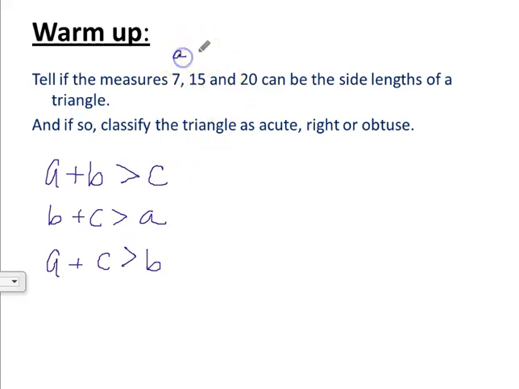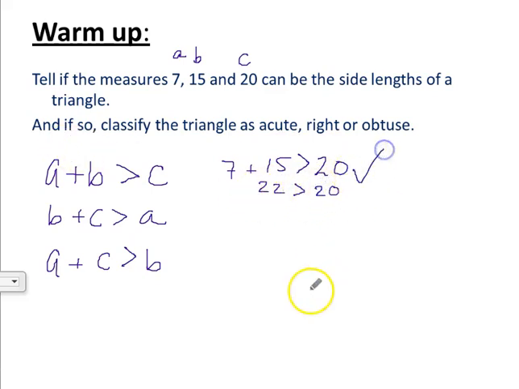So we'll say this is side A, this is side B, and this is side C, just to make sure we add all the sides together and check all the side combinations. So 7 plus 15, what do we get when we add 7 plus 15? And is that sum greater than 20? So 7 plus 15 is 22, and 22 is in fact greater than 20. So this is a good thing.